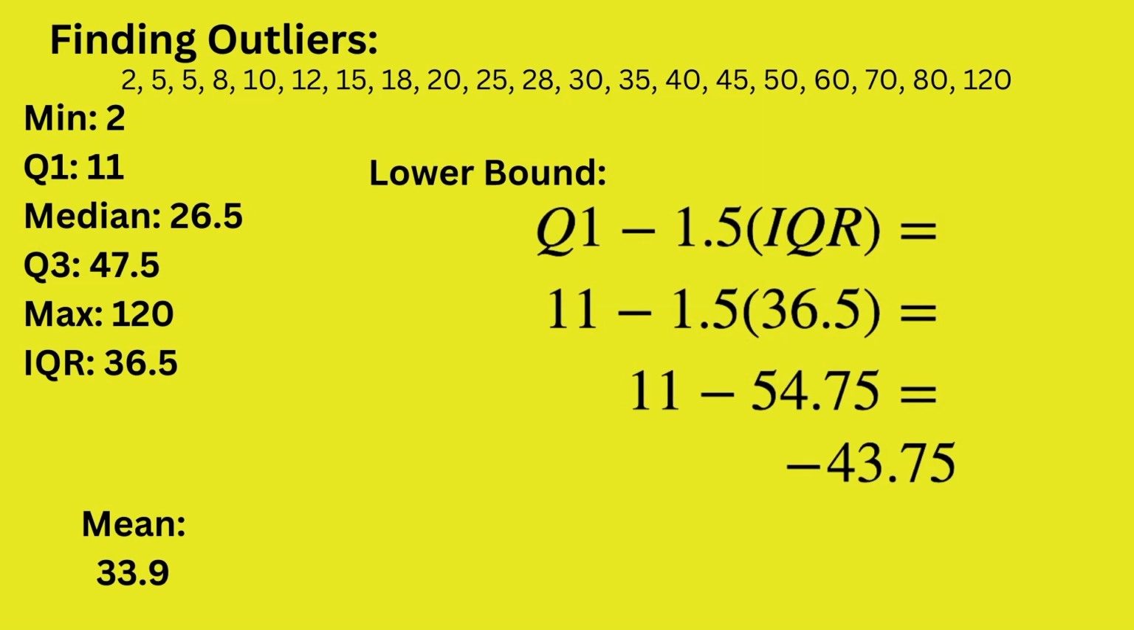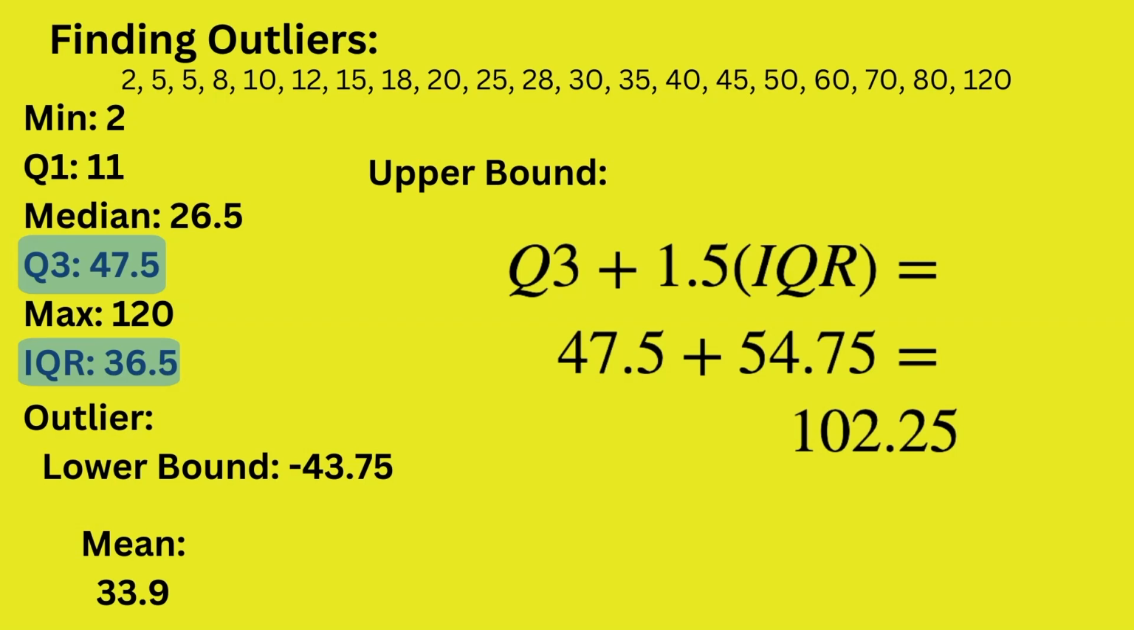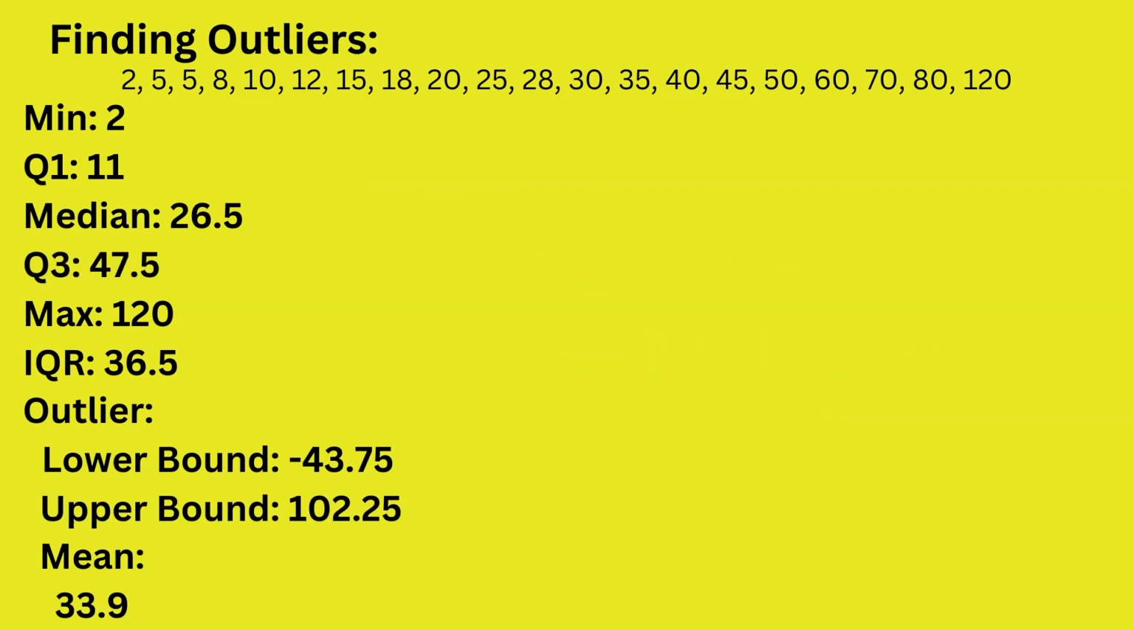This makes no sense, since we cannot send a negative amount of text messages, so we won't have to worry about any lower bound outliers. To calculate the upper bound, it's Q3 plus 1.5 times the IQR, so 47.5 plus 1.5 times 36.5, which gives us 102.25 text messages. So we do have one upper level outlier, the person who sent 120 text messages.